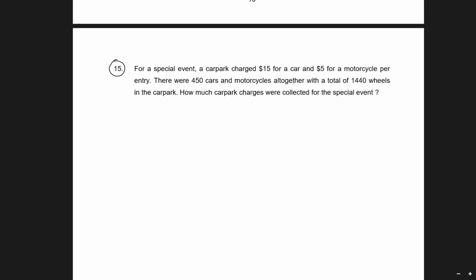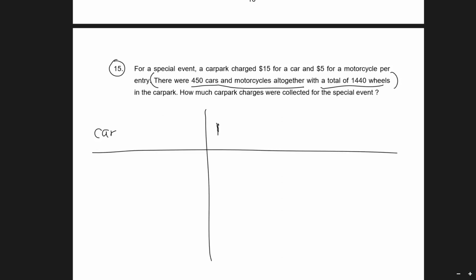So for question 15, why do I know it's a guess and check? Because of this statement here: 455 cars and motorcycles all together, and they have a total of 1,440 wheels. Alright, so I need to find how many cars, how many motorcycles, and the total of their wheels making up 1,440. So in my guess and check, I will need at least 2 main sections, one for motorcycle, one for car, and what is the total wheels. And of course, the last column is for me to check.